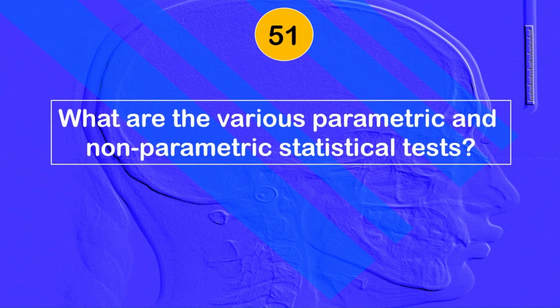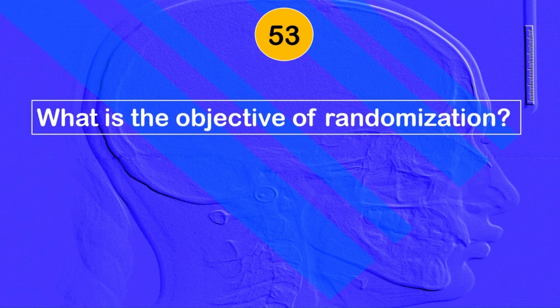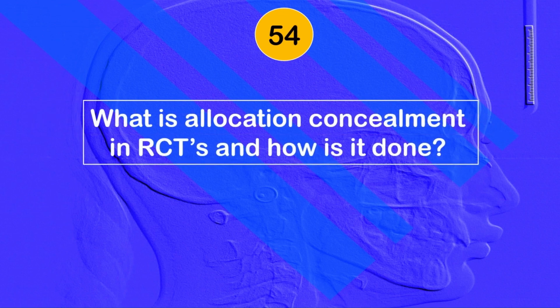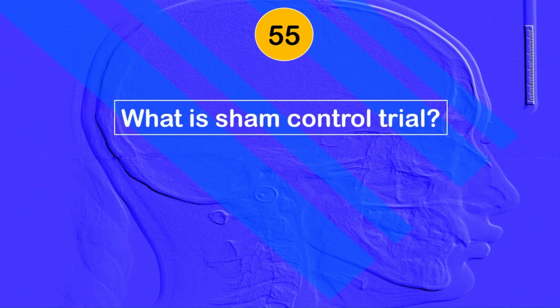What are the various parametric and non-parametric statistical tests? How is randomization done in RCTs? What is the objective of randomization? What is allocation concealment in RCTs and how is it done? What is sham control trial?